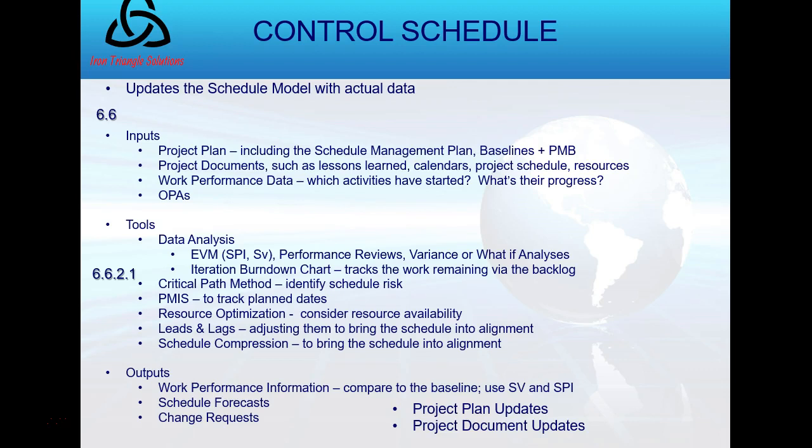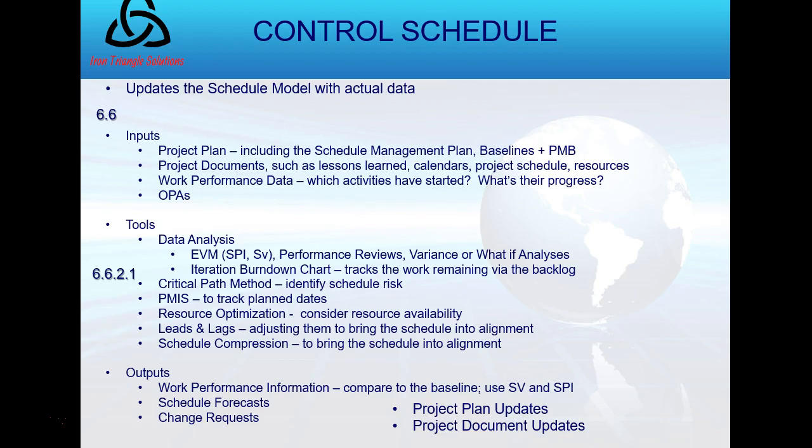Okay. My tools are data analysis, earned value management, which we'll talk about in cost management, performance reviews, and variance or what-if analysis we've talked about, and the iteration burn down chart, which is tracking the work remaining versus the backlog. Other tools are the critical path method, we just looked at that, and the PMIS, which we've talked about many times. We also talked about resource optimization, including resource smoothing and resource leveling. Leads and lags we talked about in sequence activities, and schedule compression. Remember there were two types, fast tracking and crashing.